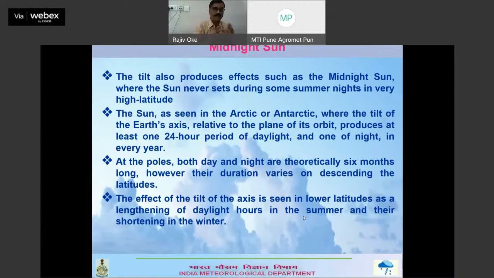At the poles, both day and night are theoretically 6 months long. However, their duration varies on descending the latitudes. That is, at Bharti, we have been experiencing 2.5 months of 24-hour night, and about 2 months of total 24-hour day during the summer season. But at the poles, it is totally 6 months of day and 6 months of night. As we change the latitude, a little bit of difference is there. The effect of the tilt of the axis is seen in the lower latitudes.